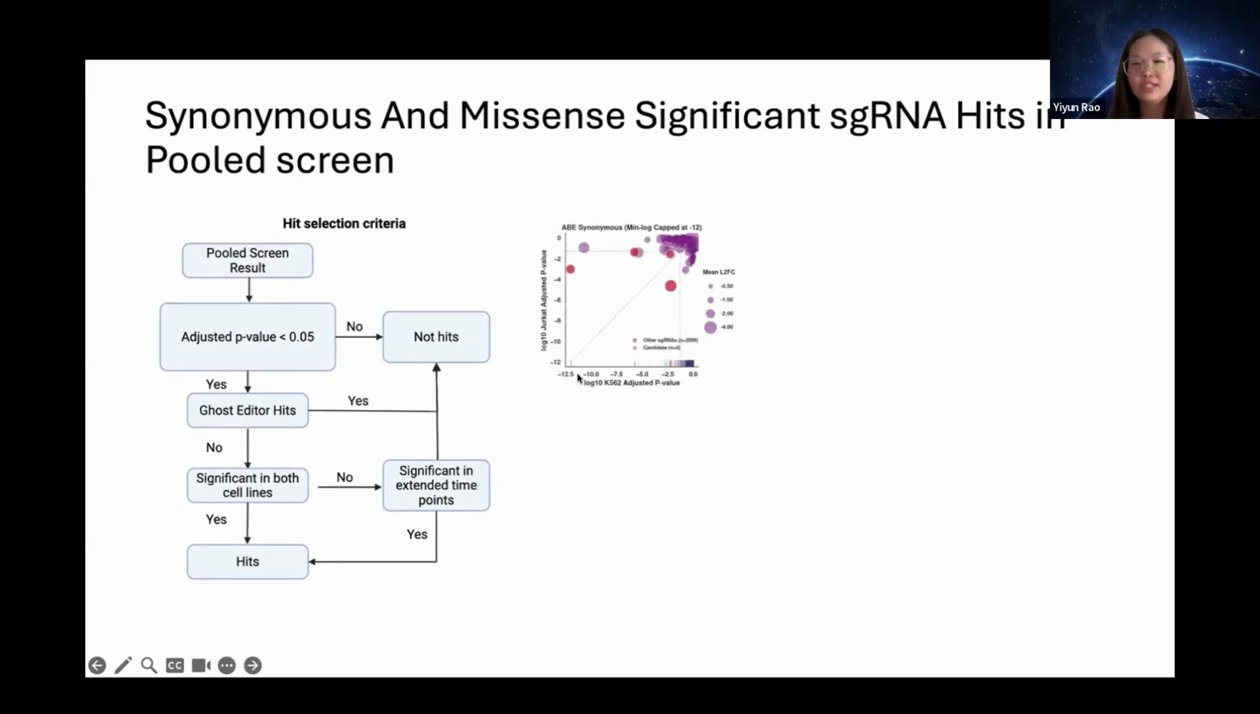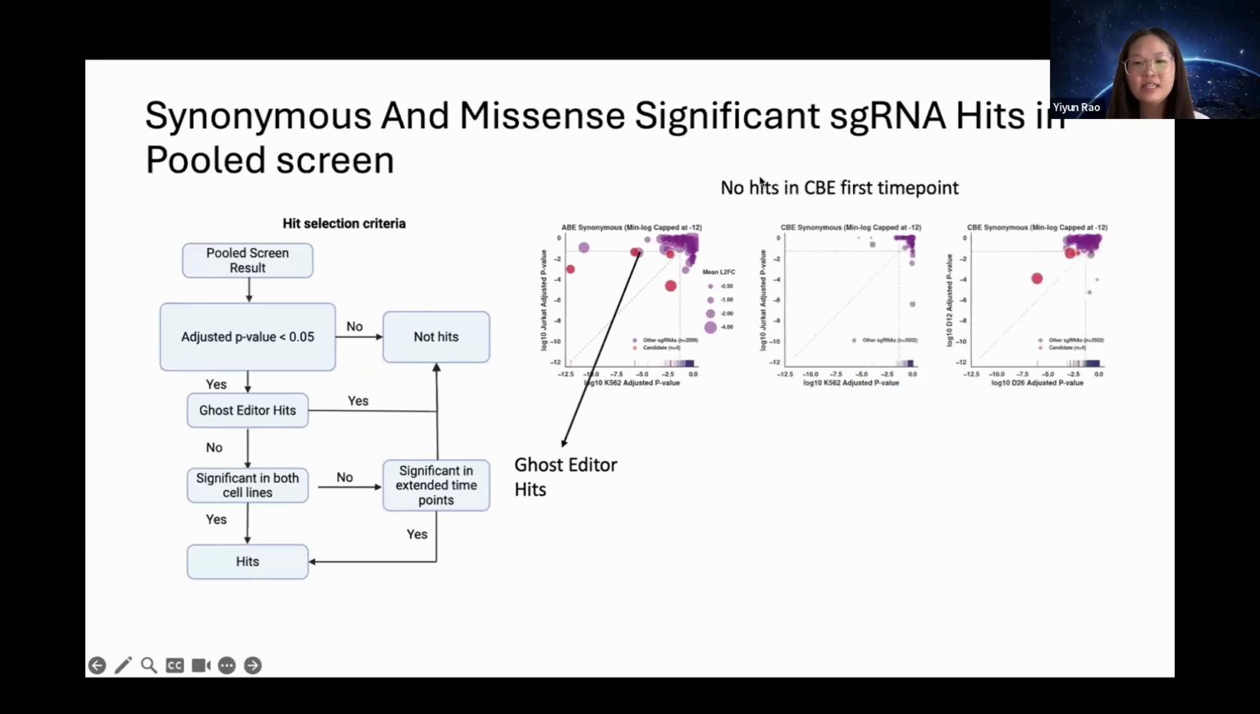As the result, here we show the transformed p-value in K562 and Jurkat for the X and Y axes, and the sgRNAs that passed those filters are colored red. The larger dot means that the sgRNA has a stronger fitness effect. And this is in the AB screen synonymous mutations. We identified 4 significant hits, and actually there were 5, but one of them is a ghost editor hit, so we excluded it.